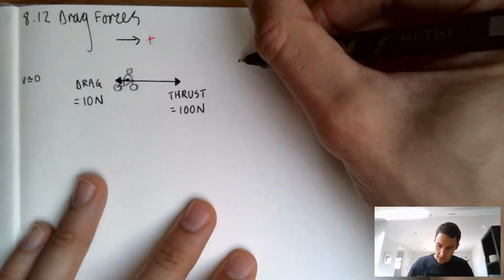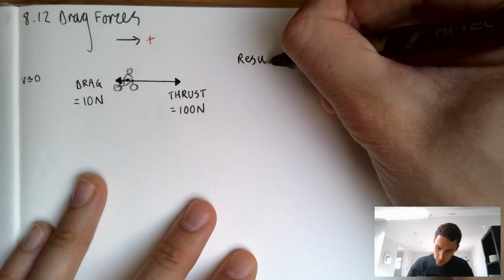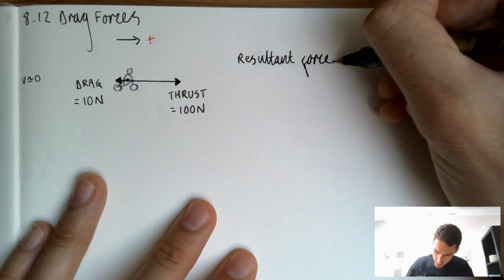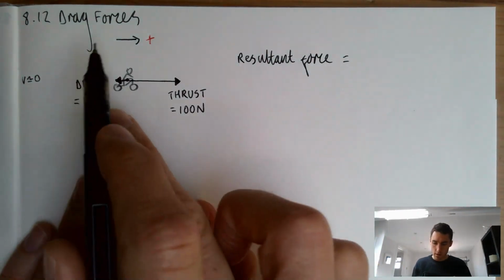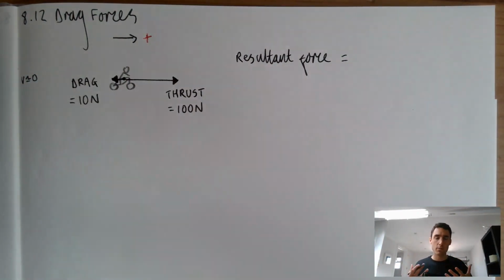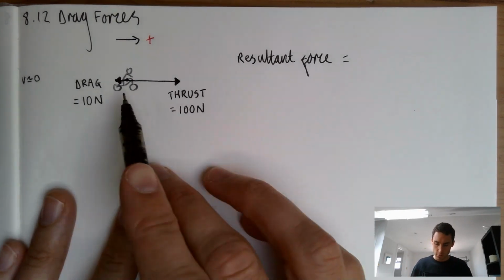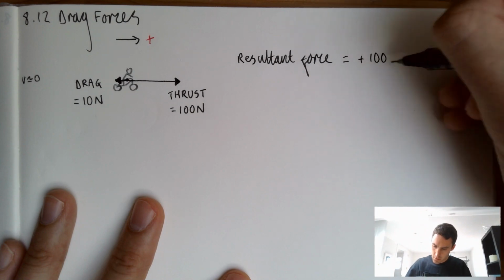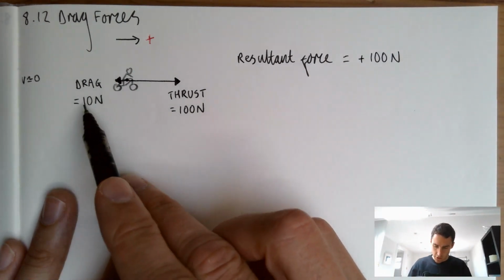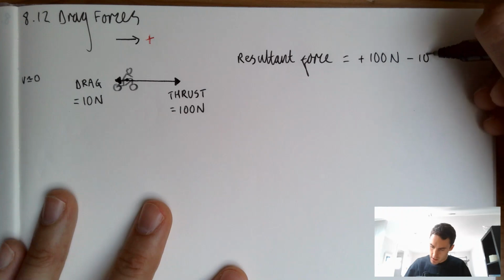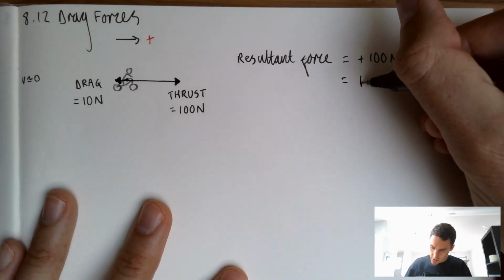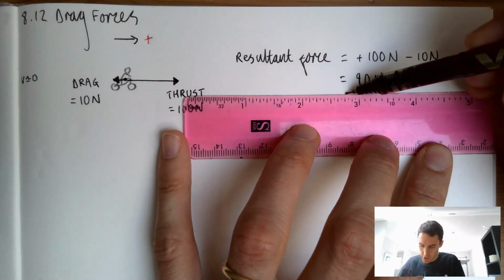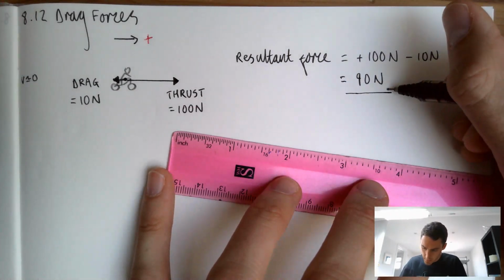So if I needed to calculate the resultant force, it's equal to, I'm going forward, again, I'm just modelling the physical thinking process. So I'm going to say, well, this is in the same direction as positive, so that's going to be plus 100. That's in the opposite direction, so it's going to be a minus 10. And 100 minus 10, I just get 90 newtons. So I've got a resultant force in that direction. And it's quite a big one. It's quite a big resultant force.